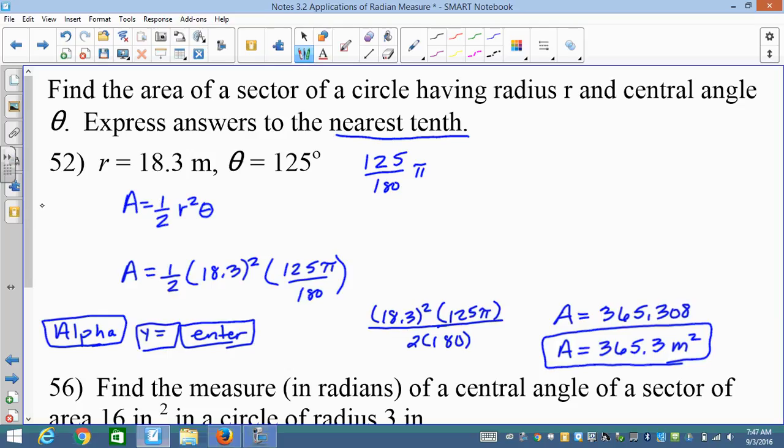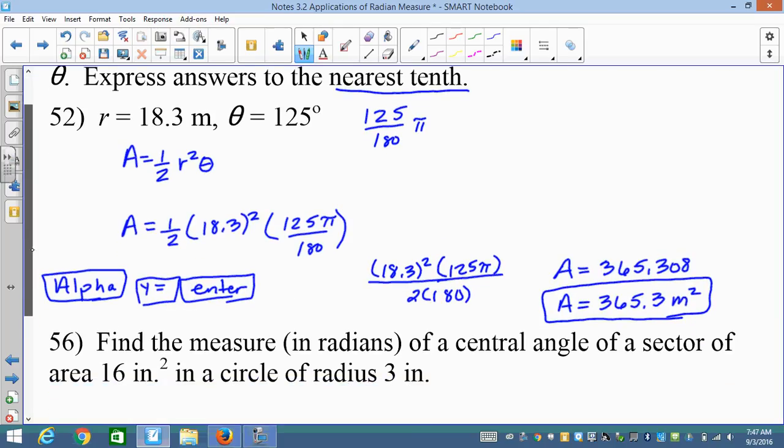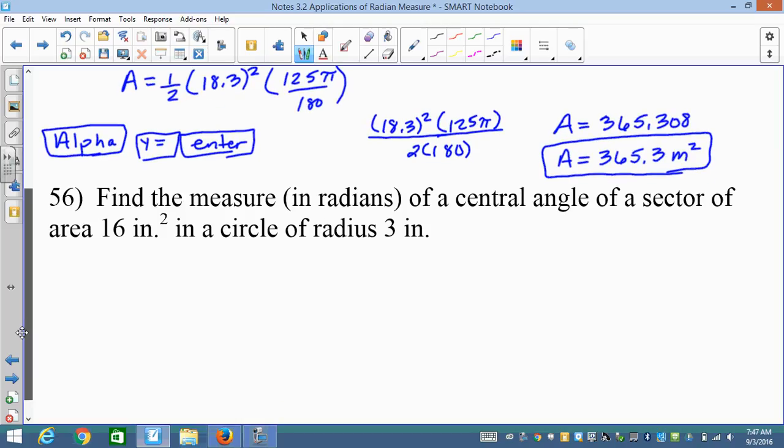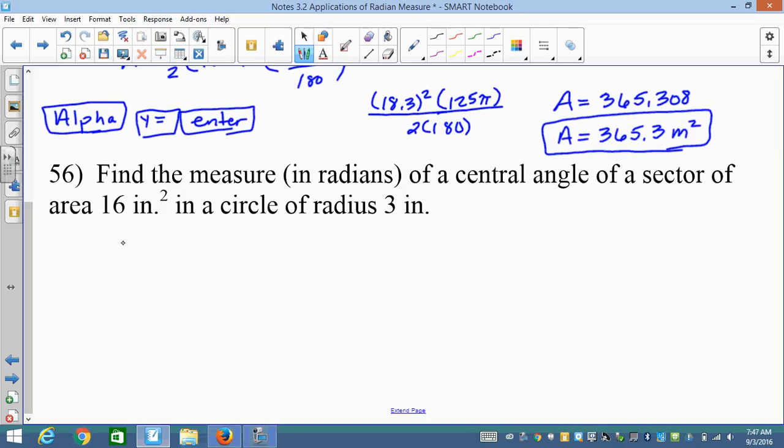Okay. So I know we've done 2 with area, but go ahead and try this one. I know it asks for the central angle, but just set up the problem, see how you do. Okay, so our formula is still area equals 1/2 r squared theta. Find the measure in radians of a central angle of a sector of area 16 inches squared. So this is 16 equals 1/2 r squared, so 3 squared theta. We're looking for theta.